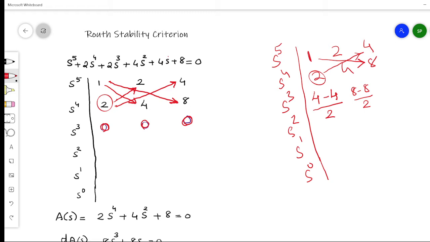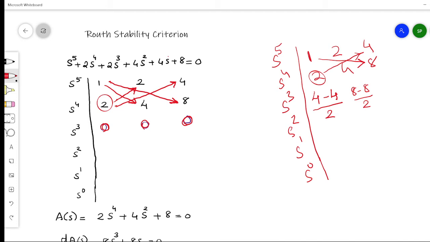Now you know that in the third row, corresponding to the power of 3, s cube, we have all elements 0. So the auxiliary equation is found from just the row above the row which has all elements 0. The row above the 0 row is s raised to 4. So we have to find the auxiliary equation.